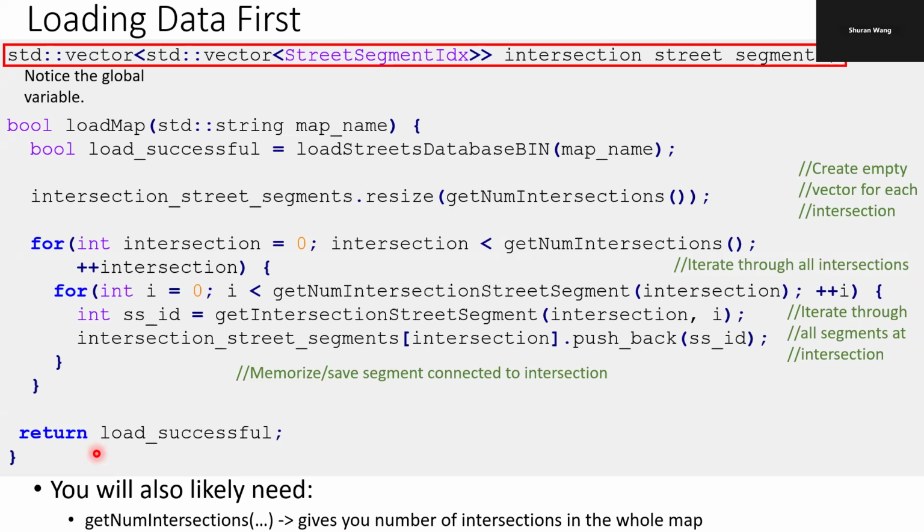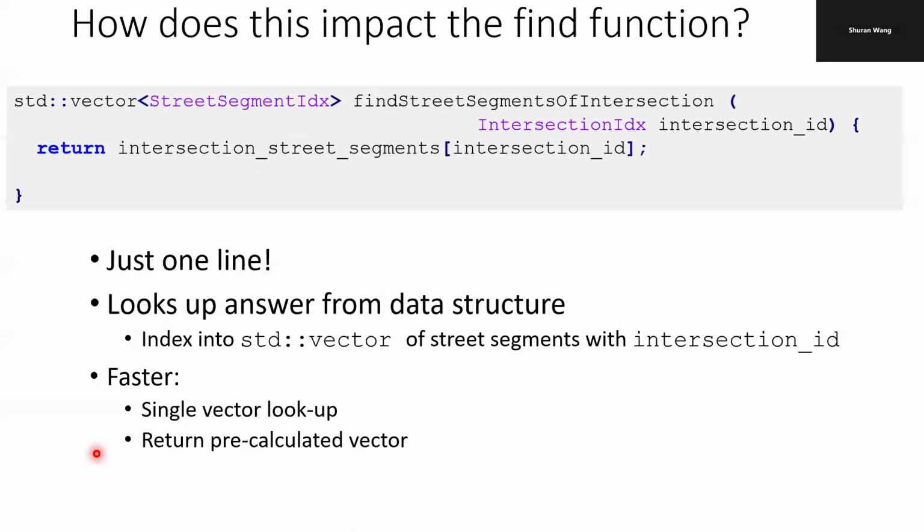So in this case, we loaded all the data that we need into the global variable. And then the find street segments of intersection function just needs a single line of return. Return the global variable's index at intersection ID. So in this case, when you call this function, it's O(1). It's a single vector lookup to return the pre-calculated vector.